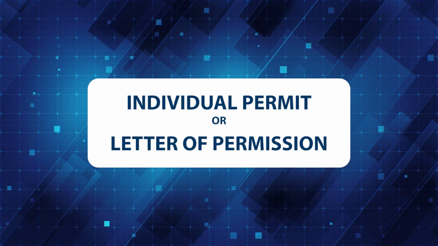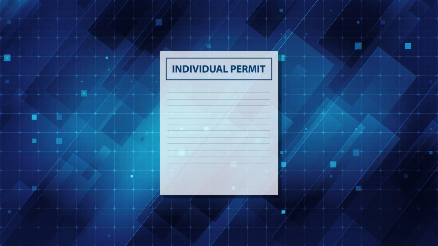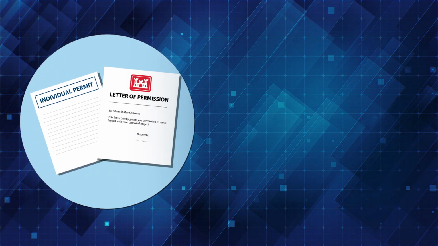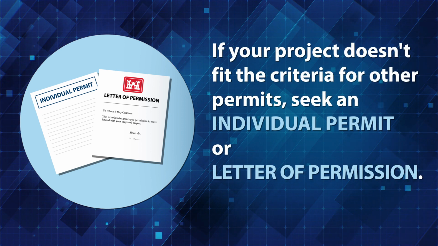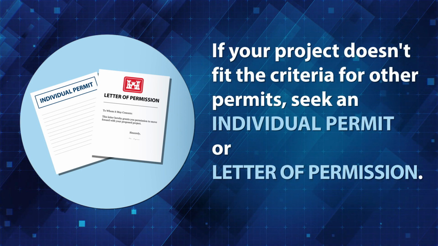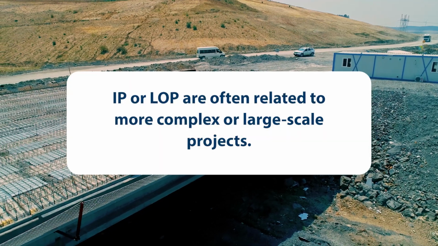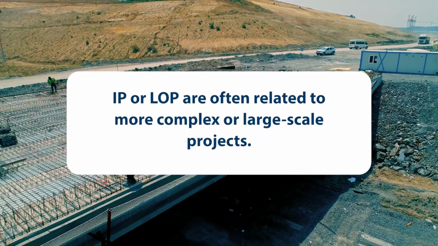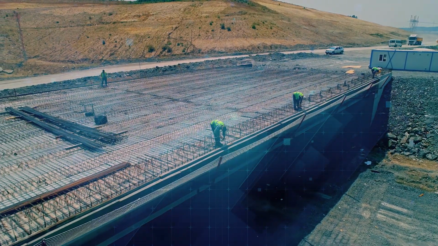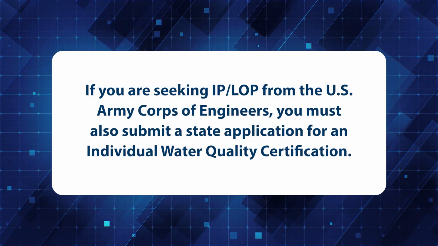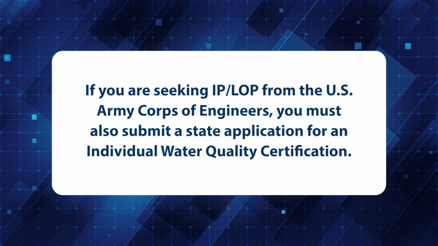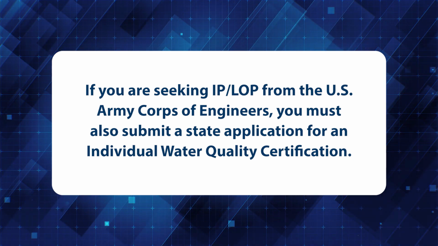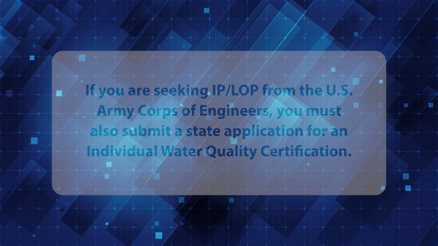Individual permit or letter of permission. An individual permit or letter of permission is required from the Army Corps for a project that does not fit into any nationwide permit categories for minor waters impacts. Individual permit or letter of permission are often related to more complex or large-scale projects. If pursuing an individual permit or letter of permission from the Army Corps, submittal of a state application for an individual water quality certification is required.